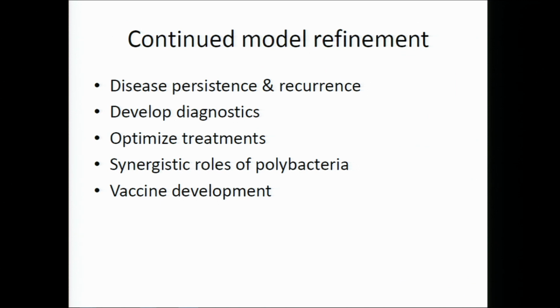So we're in the process of continuing to refine this model to address specific questions to understand the pathogenic mechanisms of infection in terms of disease persistence, recurrence, disease transmission. We're in the process of using this animal model to try and develop, optimize our diagnostics, optimize treatments. One of our really important goals, we feel, is to try and identify the synergistic roles of each of the bacteria that cause infection, as well as vaccine development.